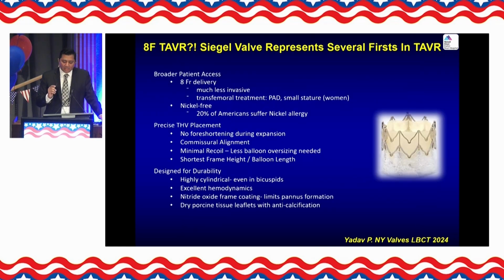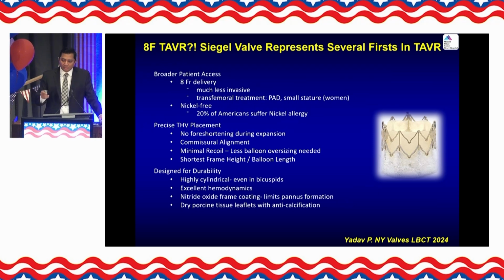And finally, does TAVR always need large bore access? Can we do small French sheaths? This was just presented last week in New York Valves, right here, by Pradeep Yadav from Atlanta. An 8 French TAVR system. So 8 French, for people in the audience, to give a little comparison, is almost similar to a cardiac catheterization where you put a stent through a 7 French system.